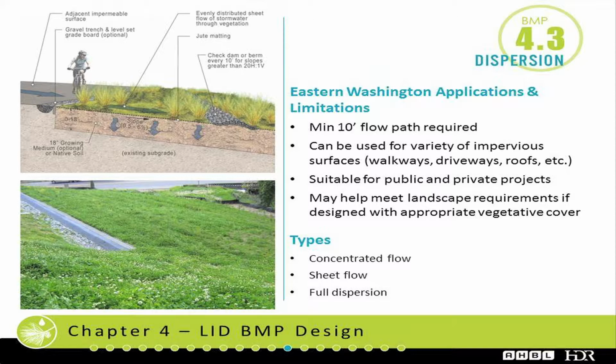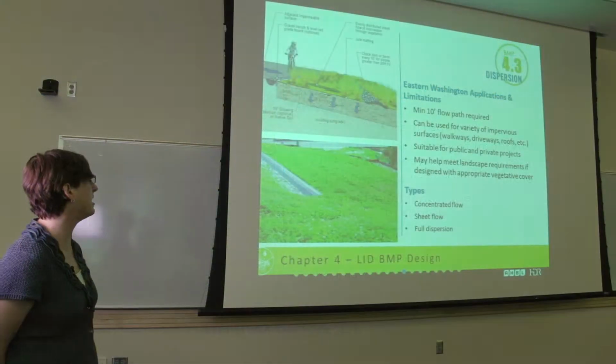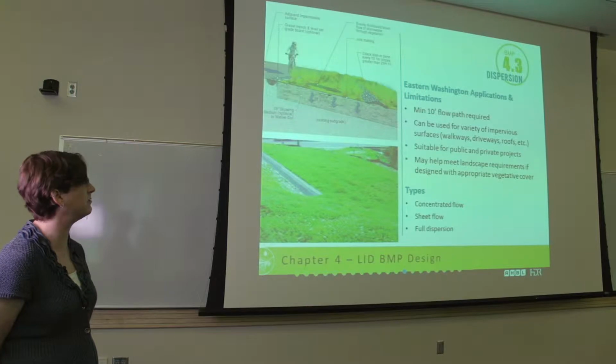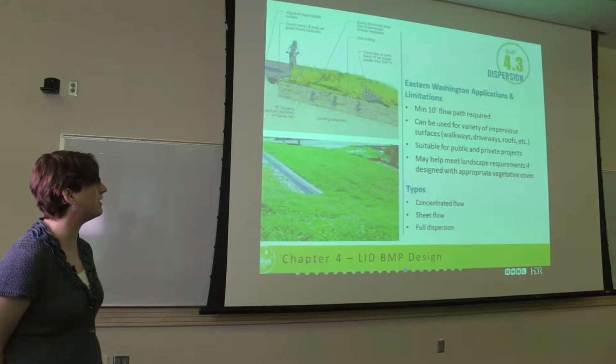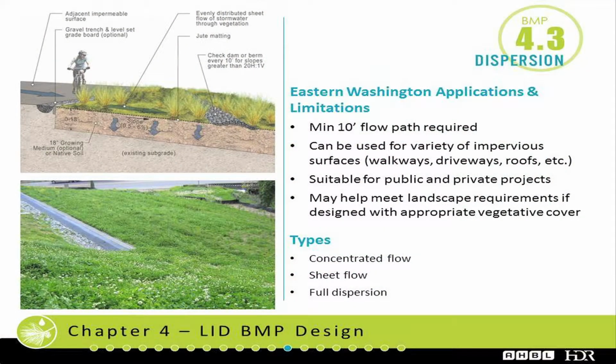And then dispersion, I'll summarize the discussion of applications and limitations in the manual. A minimum 10-foot flow path will be required for dispersion BMPs, or would be recommended, I should say. Can be used for a variety of impervious surfaces, for walkways, driveways, roofs, etc. So this is a very versatile BMP where you have that space available for that dispersion length, which can be tough on a tight site. It's also suitable for public and private projects, and can help meet landscape requirements if it's designed with appropriate vegetative cover. So there's a lot of opportunities there with dispersion if your site would allow for that, meaning if you've got space. Types would include concentrated flow dispersion, sheet flow dispersion, and full dispersion. All of these are discussed in the manual.